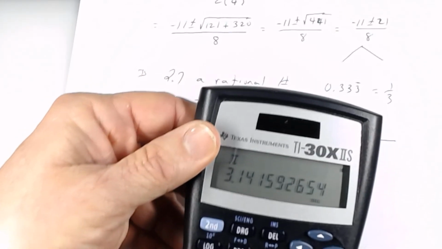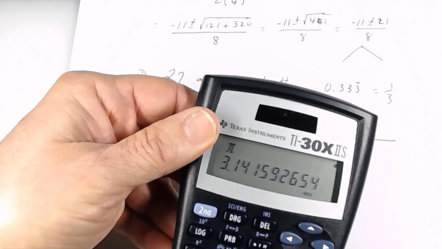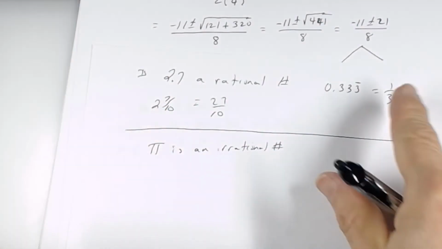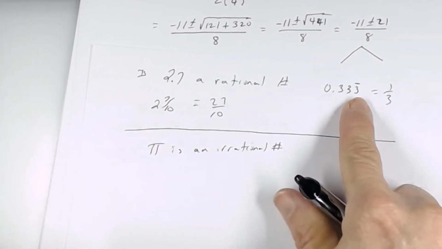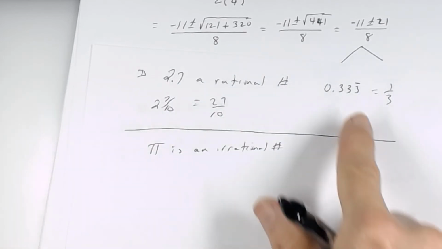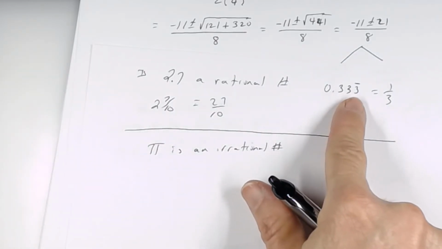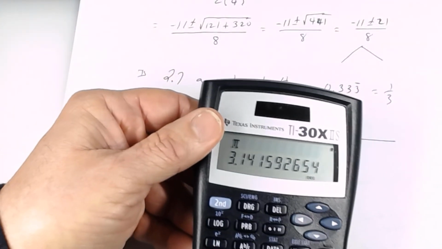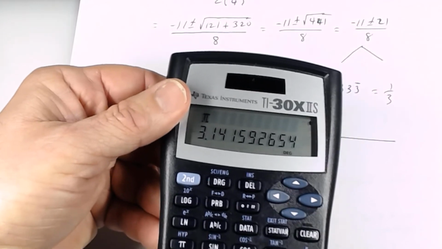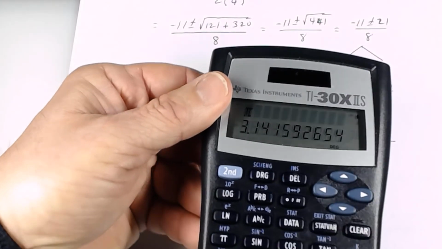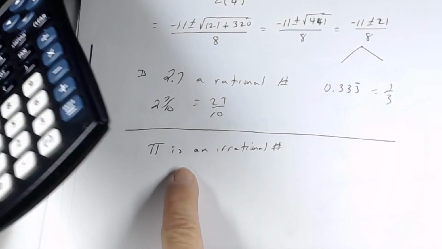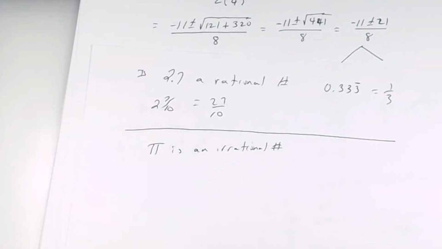I get 3.141592654 and so on. So it doesn't terminate, but it's okay because we saw that 1/3 doesn't terminate, but it was still a rational number, because it repeated, right? There was some repetition. If you look at pi, do you see anything on your calculator that's starting to repeat in parts? No, there isn't any. So that's why you can't represent this as a fraction. So we use a Greek letter to represent this irrational number. So pi is an irrational number.